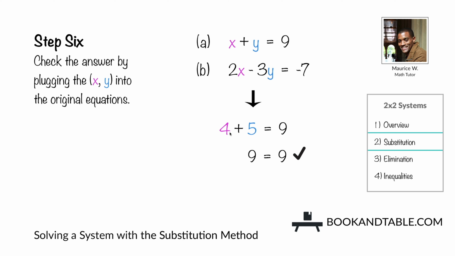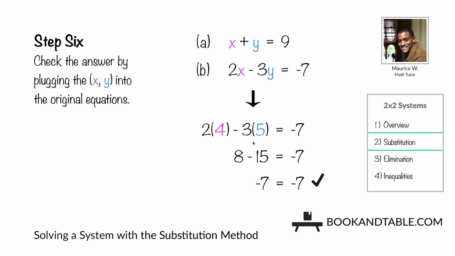So when you plug x is equal to 4 and y is equal to 5 into equation A, we get 4 plus 5 is equal to 9. 9 is equal to 9 confirms that these are the xy values for equation A.